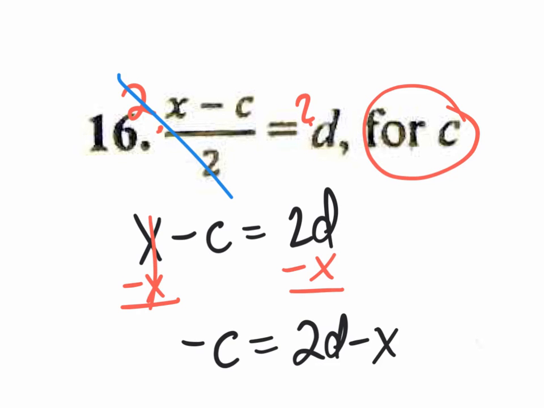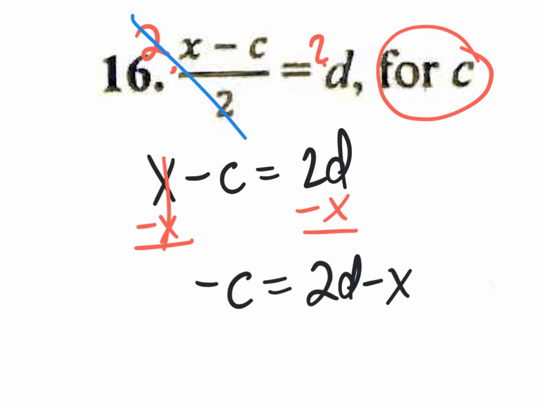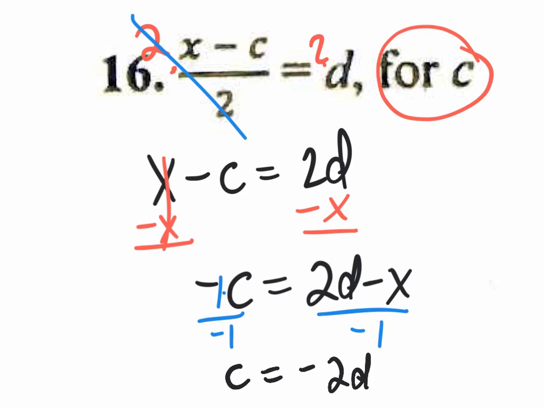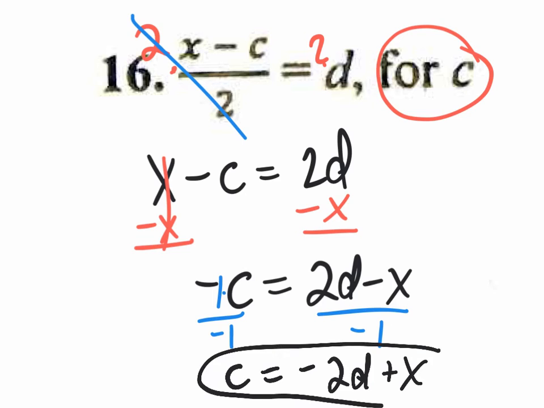How do I change that negative c to a positive c? Multiply everything by negative 1 or divide by negative 1. It's totally up to you. So if you imagine that there's a negative 1 in front of that c, you could divide the whole thing by negative 1, which means it's going to change all the signs. Or you could just change all the signs. So your answer will be C equals negative 2d plus x. That is your answer for number 16.